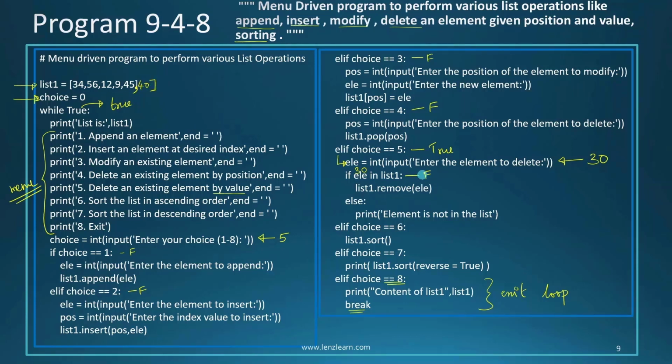So now once the condition evaluates to false, the control will come to else and it will print this element, that is 30, is not available in the list. So we are sorry, we cannot delete it. After that, the control will again go back to while. Okay, and then it will print the content of list 1 again. At this point of time, value 12 will not be there because we have deleted it. And now it will print the menu again and it will wait for the user to enter the choice. Now let us say we give another choice value 6. So now 6 will be stored into variable choice.